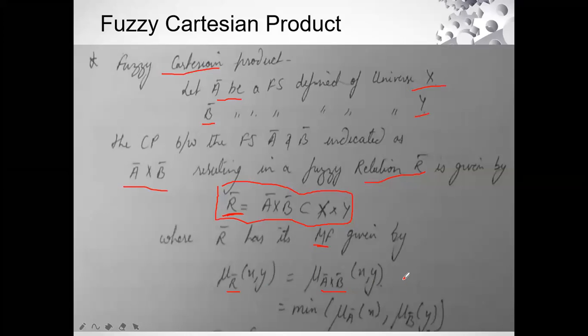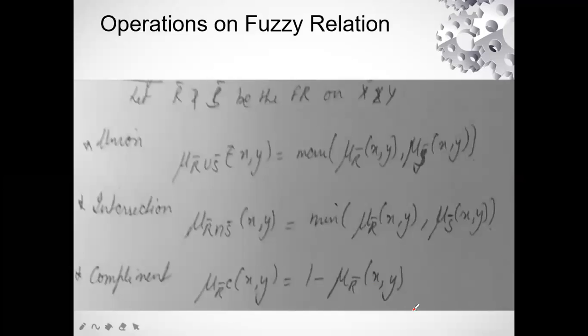How do we define it? When we do the Cartesian product, we get it as the minimum of mu A bar (X) comma mu B bar (Y). That means that in the fuzzy set A, the element X, and in the fuzzy set B, the element Y, among these, we have to find out the minimum. So that is what is going to be in the one.